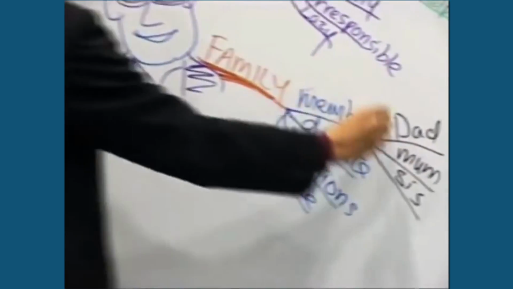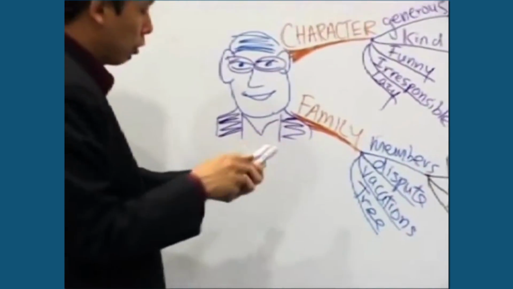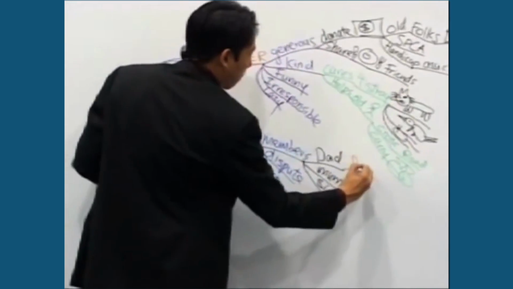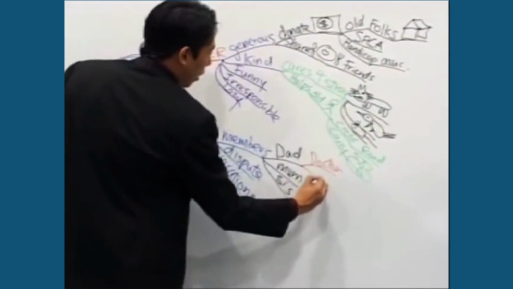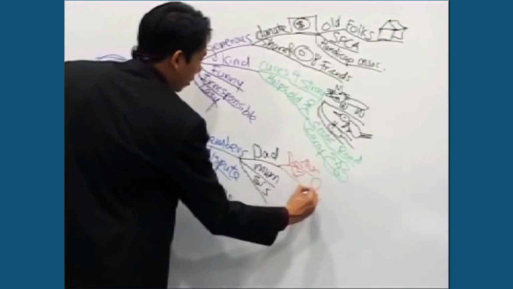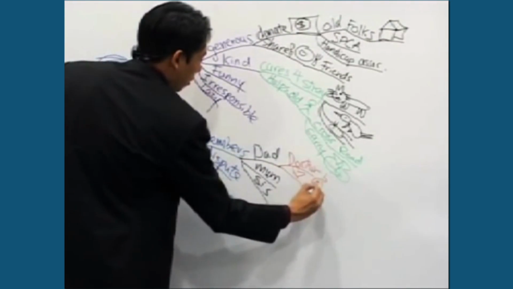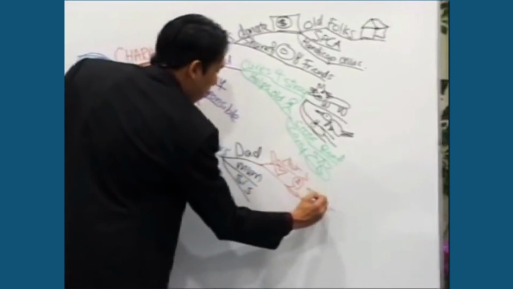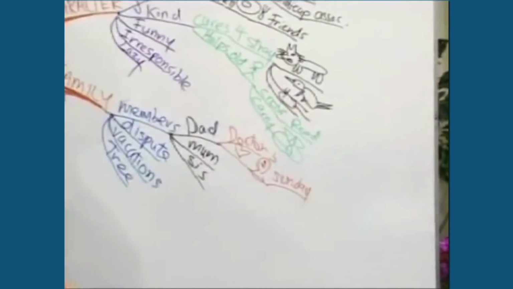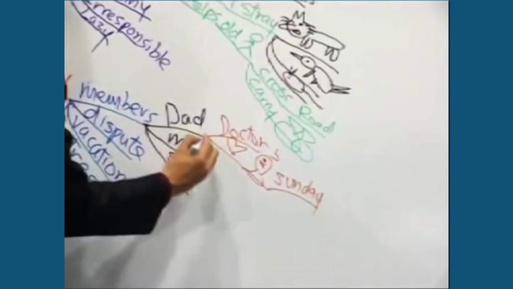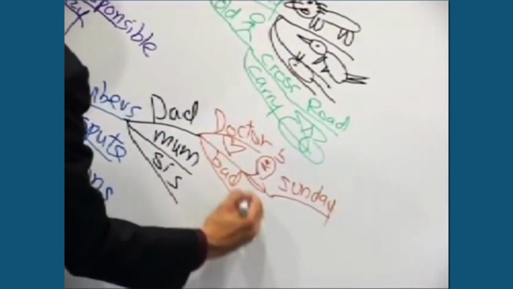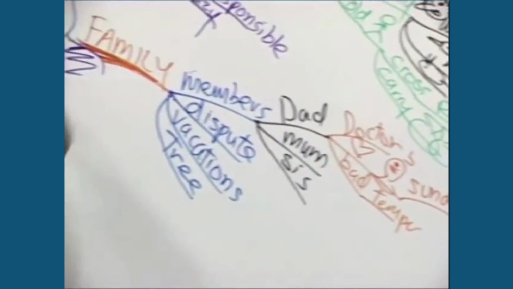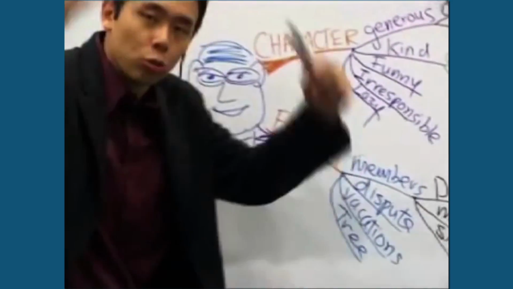So again, under dad, could you branch into more details? Yeah, of course. For example, you could talk about the dad's occupation. Dad is, for example, a doctor. His dad loves fishing. Okay, notice I'm using symbols over here. Loves fishing on Sunday. Okay, the dad has a bad temper, alright, so bad temper. Does this make sense? So as you develop a mind map, you kind of branch out and you go further and further into more and more details.